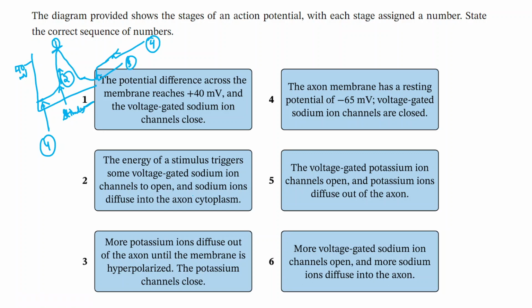The next statement is that voltage gated potassium ion channels open and potassium ions diffuse out of the axon. So again this will be the repolarization stage, the fifth statement. And then more voltage gated sodium ion channels open and more sodium ions diffuse into the axon. So this will be the depolarization stage, and it will be here.